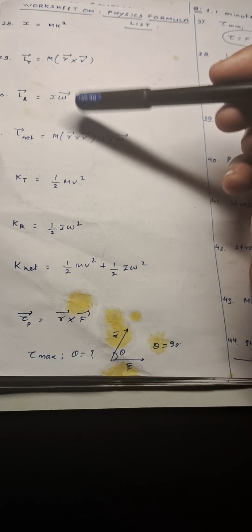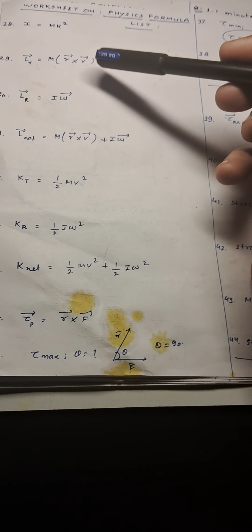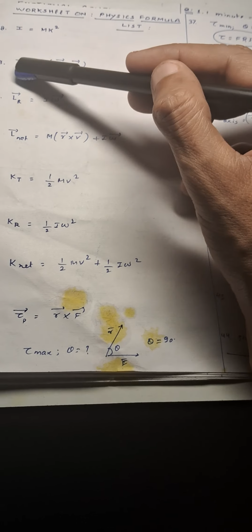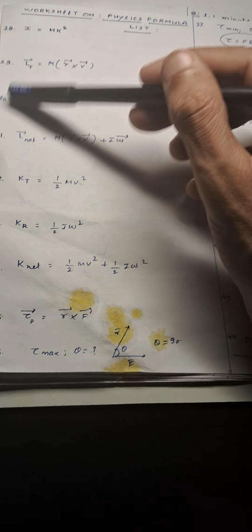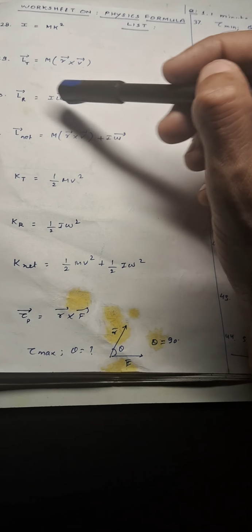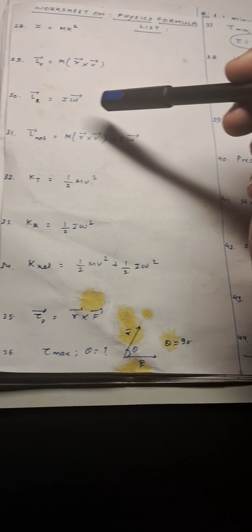Next is angular momentum. If a point mass is moving with a position vector r and at a certain instant position vector is r and velocity is v, its angular momentum about a certain point is m r cross v. While in case of pure rotational motion, if a rigid body is rotating about an axis with an angular velocity omega, its angular momentum is I omega.